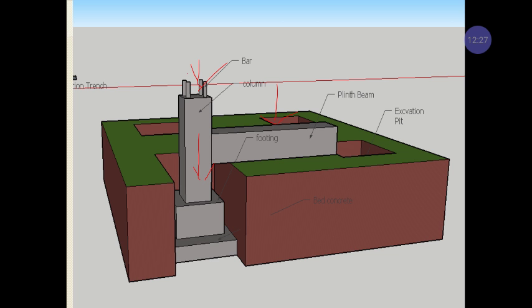In this case the load will be transferred to the columns, and the column will transfer the load to the foundation. In the same way, the load coming from the walls will be transferred to the plinth beams, and the plinth beam will transfer the load again to the columns only. So all the loads are transferred to the column, and the column in turn will transfer the load to the foundation. So we have understood the two different types of structure in which construction is done, and the difference in the foundations of these two types of structure.